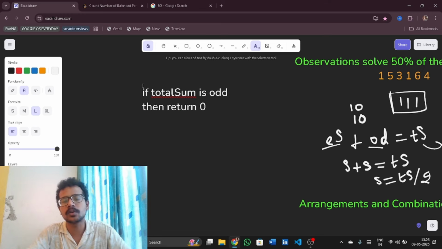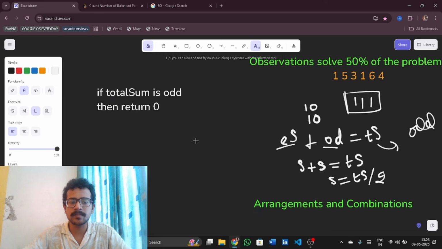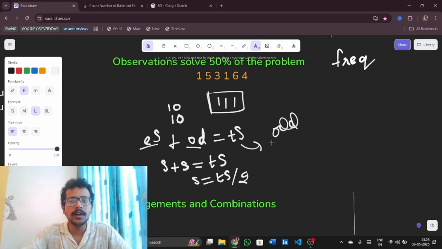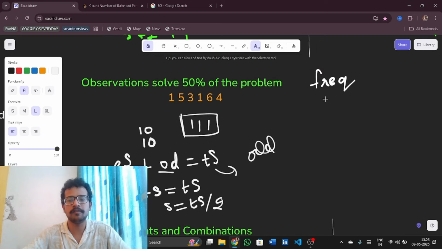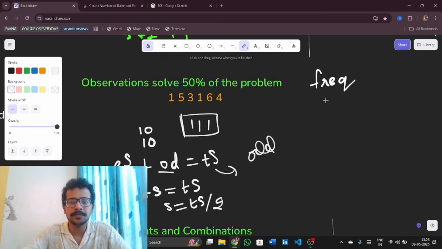What does this mean? If the total sum is odd, then we cannot form any balanced permutations. Now, let us see the frequency of every number. I'll write it down. 1 is present 2 times, here once and here once. And I have the next number 3, which is present 1 time.